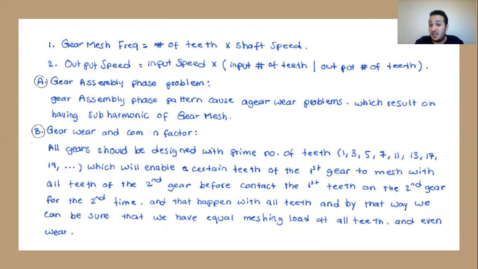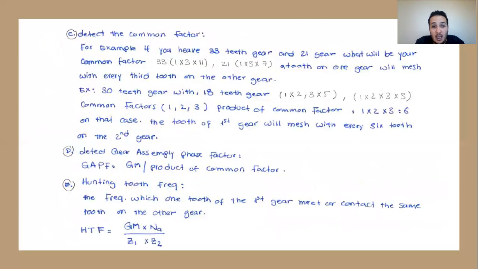before contacting the first tooth on the second gear for the second time, and that happens with all teeth. That way we can be sure that we have equal load distribution, or equal meshing load, at all teeth and even wear at all the teeth in your gear. Sometimes this does not happen or this is not the case, so we'll have a couple of examples.